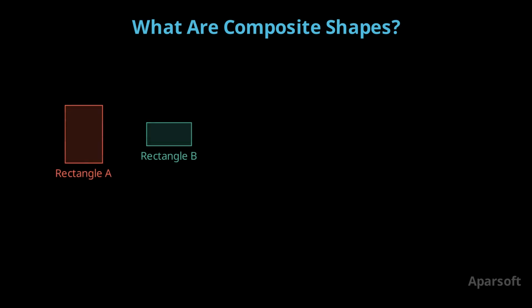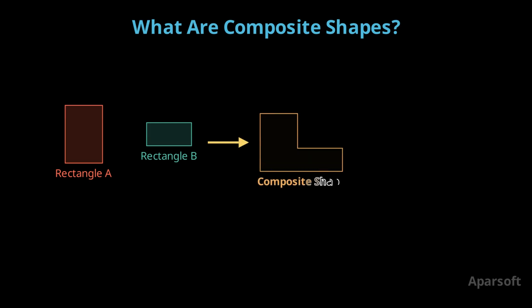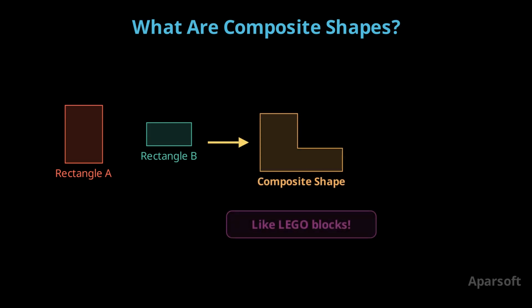A composite shape is any shape made by putting together two or more basic shapes: rectangles, triangles, squares, or circles. Here we have two separate rectangles, rectangle A and rectangle B. When we join them together, we get a composite shape. Think of it like building with Lego blocks. Each piece is simple, but snap them together, and you can make all kinds of interesting structures.